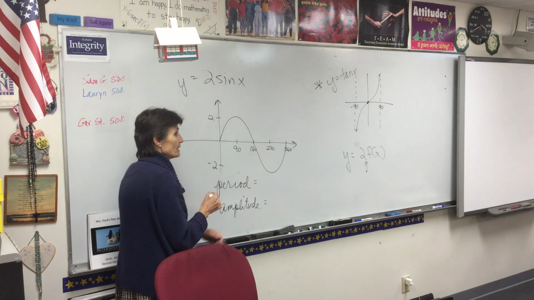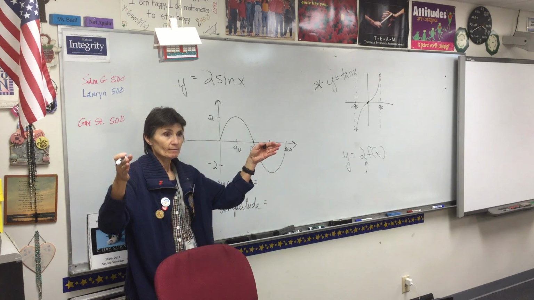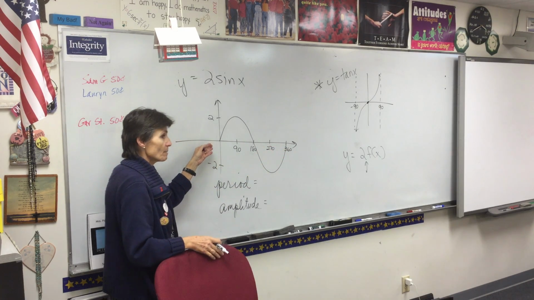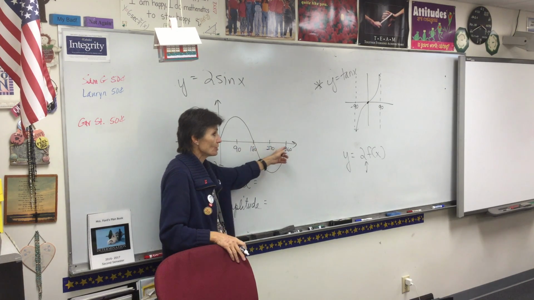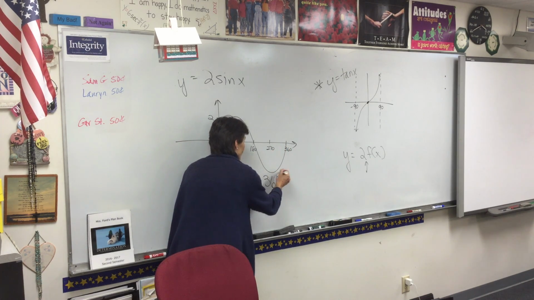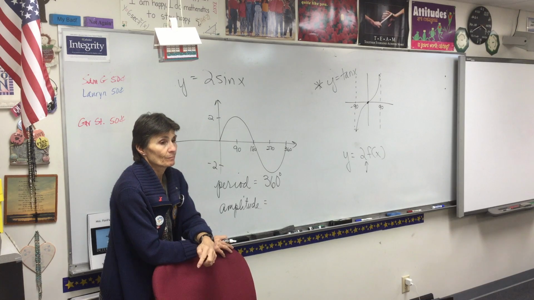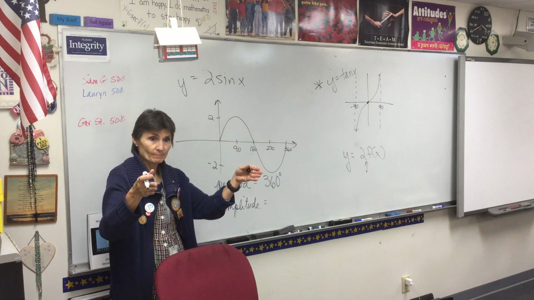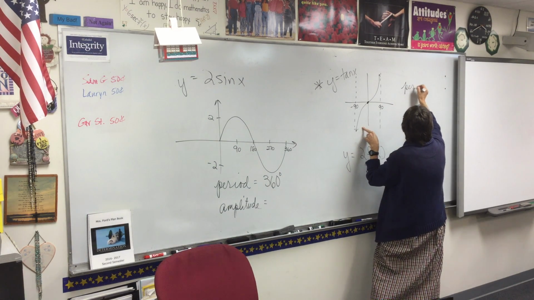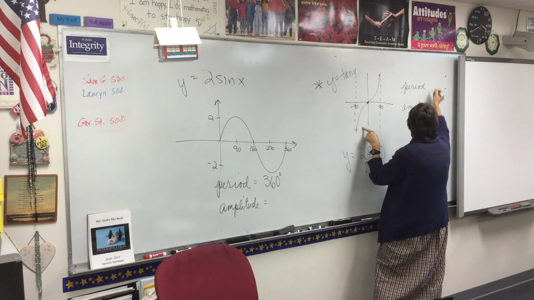Very, very simply, period is your length horizontally. So when I look at this picture, it goes from 0 to 360, so my period is 360 degrees. Period is this way. So I still have my tangent up here, so I'll go ahead and put period and amplitude up here for him because I still have him.